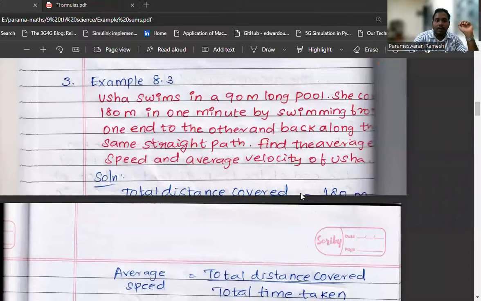Hello, welcome you all. Last class we discussed examples 8.1 and 8.2 in chapter 8, Motion, in CBSE class 9. Today's class we are going to discuss example 8.3. So we move on to the question.